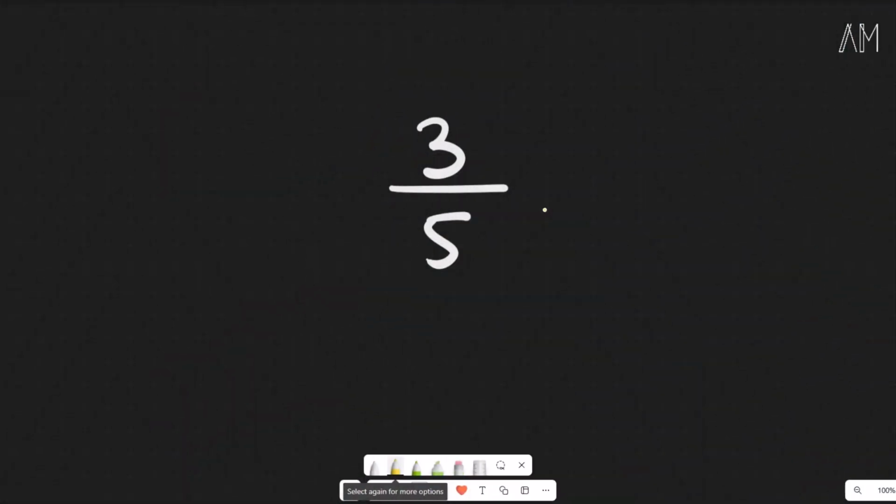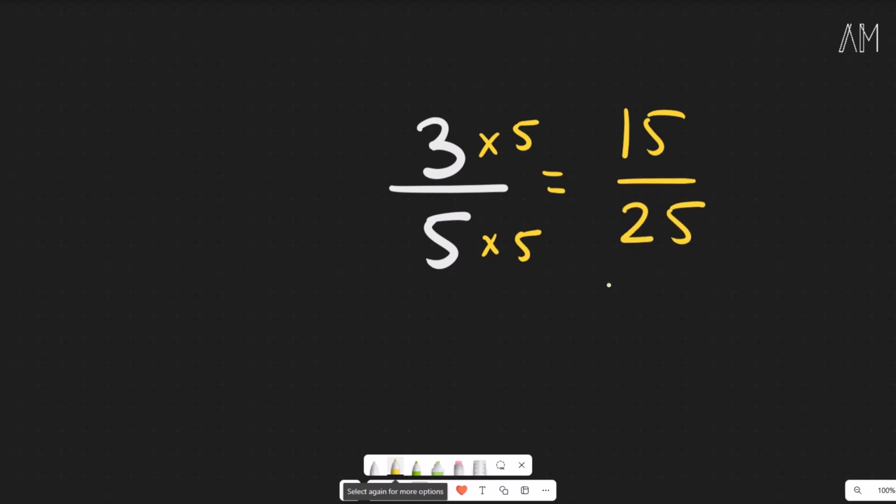I can use multiplication also to find equivalent fractions by simply multiplying up and down by the same number. Choose any number that you want other than 1 and 0, and you will have an equivalent fraction. For example, here I will multiply by 5. The answer will become 15 over 25. There we go. We have an equivalent fraction.